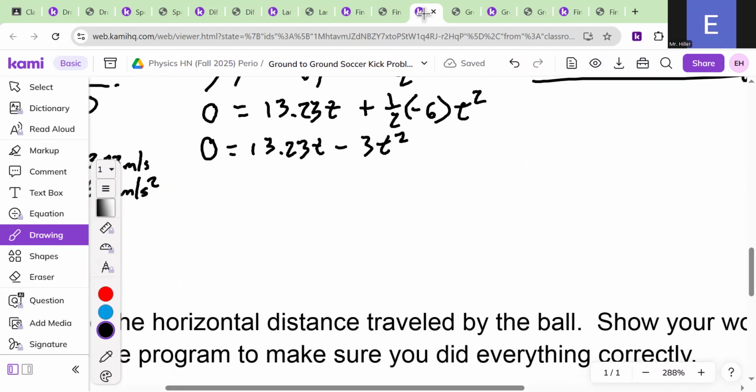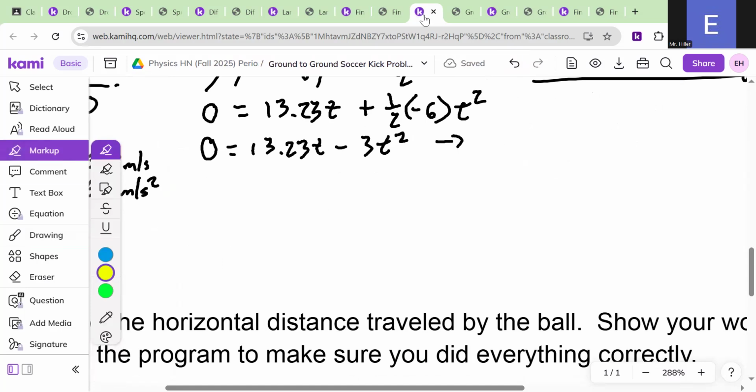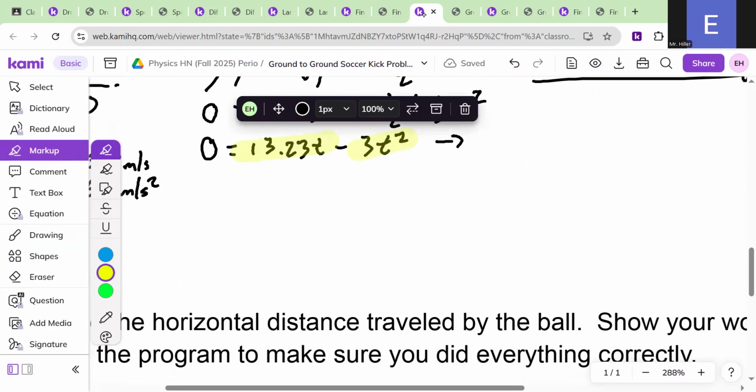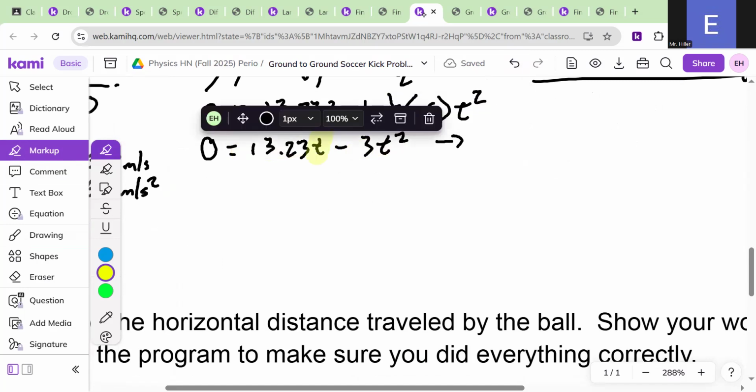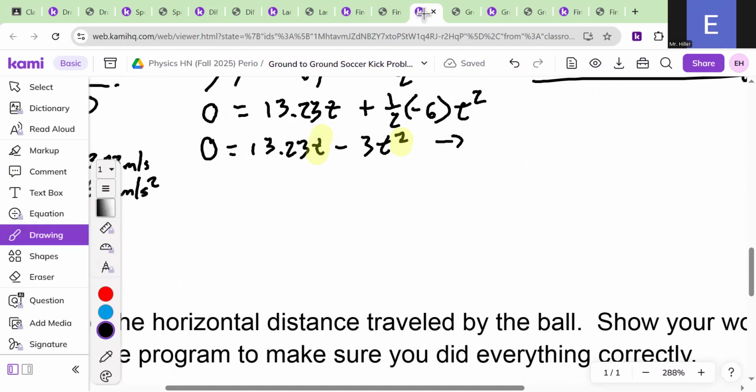All right, now what I'm going to do with this case is I'm going to factor out the greatest common factor. The greatest common factor of this term and this term is a t. There is one factor of t to both terms. So I'm going to factor that out. So I'm going to write 0 equals t. Now, if I factor out a t, what else is remaining? You can see everything else that's not highlighted. 13.23 minus 3t.